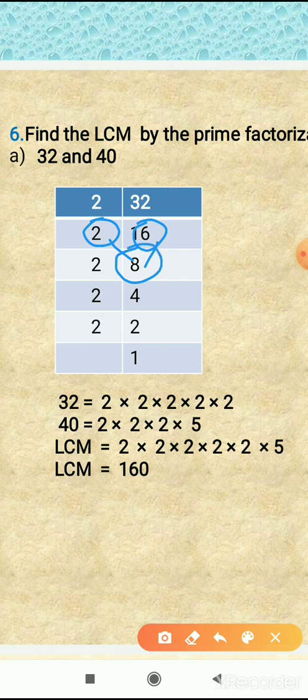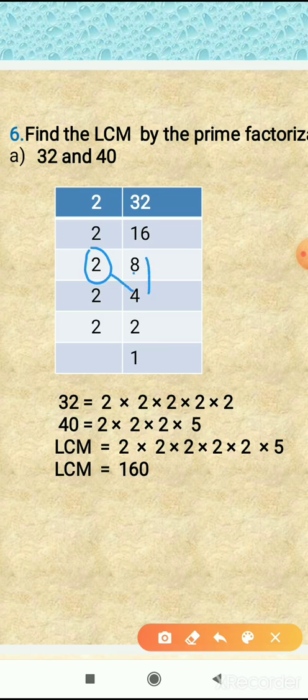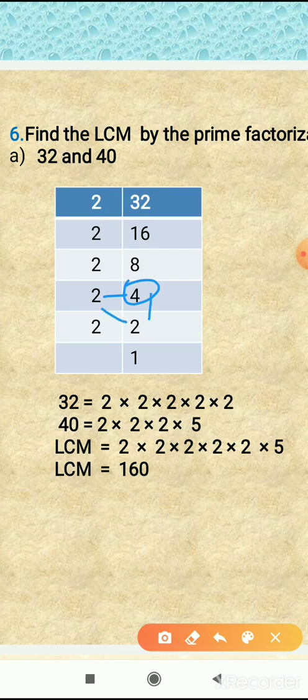We write 8 here. Now again 8 is an even number. So again we divide 8 by 2. 2 4s are 8. Okay, 4 is the quotient, so we write here. Now again we divide 4 by 2. 2 2s are 4. We get quotient 2. So 2 we write here.